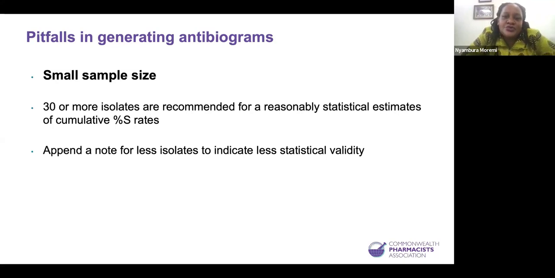And it is recommended that if you find yourself in a situation where you really need to analyze your 1 year of data, but maybe a particular isolate, for instance, E. coli isolate from urine, is fewer than 30, so if you decide to use maybe 25 or 28, then it is recommended you append a note below your antibiogram to show that the sample is not representative enough, so that you draw conclusions from that antibiogram cautiously.